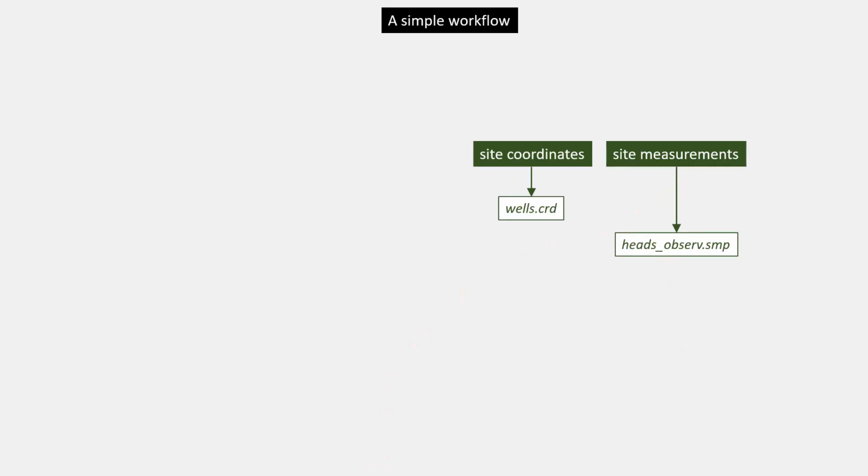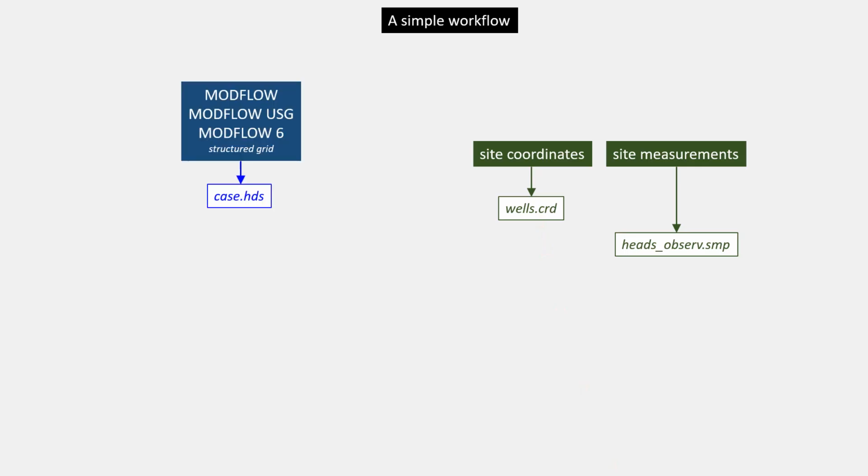So once again, here we have our field measurements. We'll continue to assume that we've got measured heads here, and that our observed heads from a set of boreholes are stored in a site sample file called heads_observed.smp. That our coordinates of those wells are stored in a file called wells.crd. Now let's assume for the moment, we're starting off simple, that we're working with a structured grid. Now MODFLOW-USG and MODFLOW 6 can work with structured grids. It'll get a little bit more complicated as we go along.